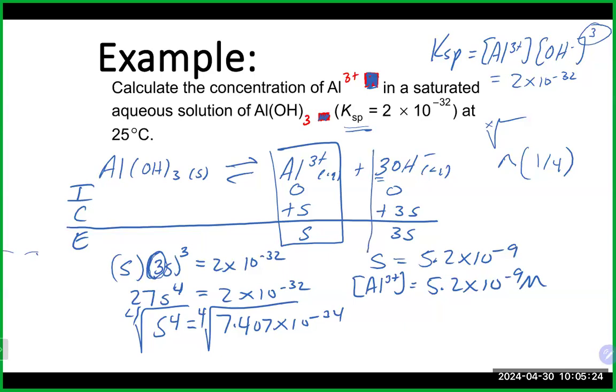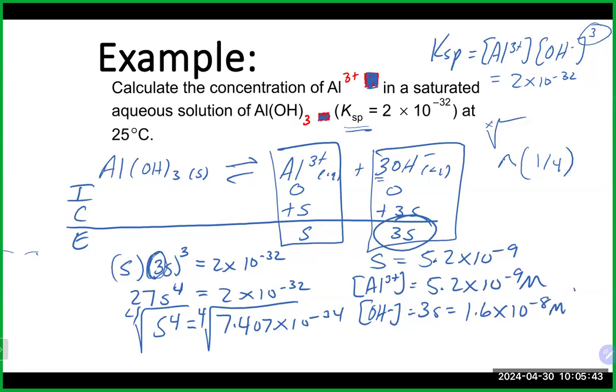Remember, though, if we wanted hydroxide's concentration at equilibrium, it actually equals 3 times S. So if we wanted the hydroxide, we would actually have to do 3S, which would be 3 times 5.2 to the minus 9. And that's going to give us something like 1.6 times 10 to the minus 8 molar.